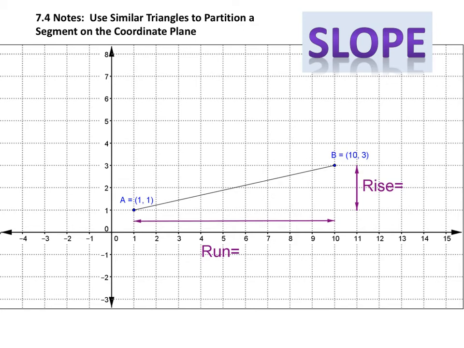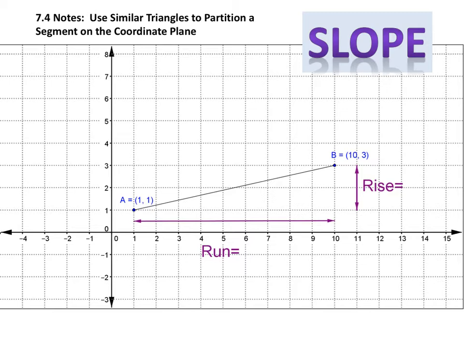Hi there, this is a section of my 7.4 notes specifically focused on how to partition a segment on the coordinate plane using similar triangles. This first page is obviously just a review for people talking about slope, and the reason why I want to do that is I want to relate slope with length and then eventually get into the similar triangles and partitioning.